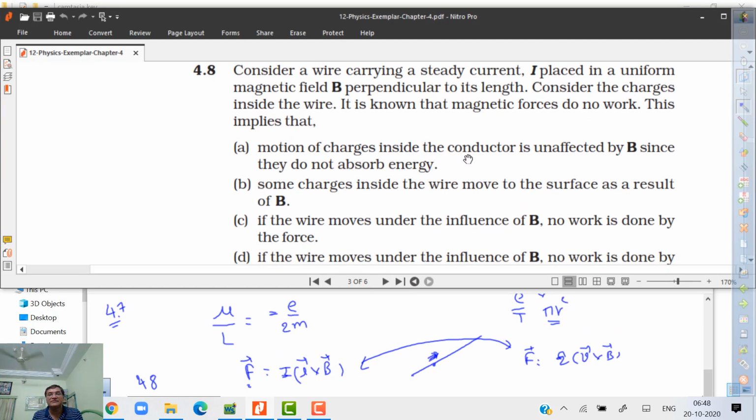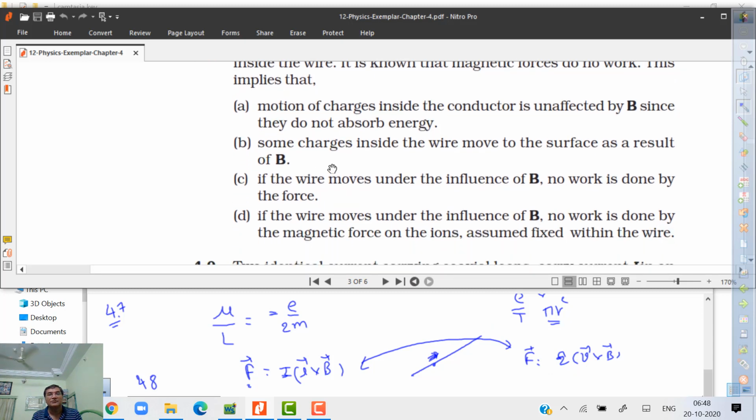Motion of charge inside the conductor is unaffected by B since they do not absorb energy. Motion is affected, because a force acts on it, so the first option is out. Some charges inside the wire move to the surface as a result of B. So the charge is moving in that magnetic field in this direction. According to V cross B, the force acts in the upward direction, so definitely charges are coming to the surface. So option B seems correct.